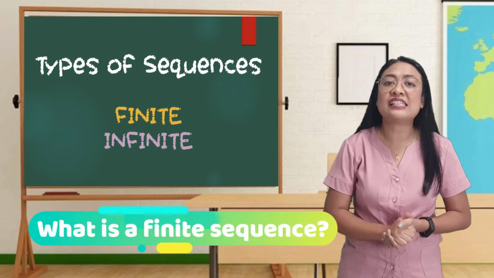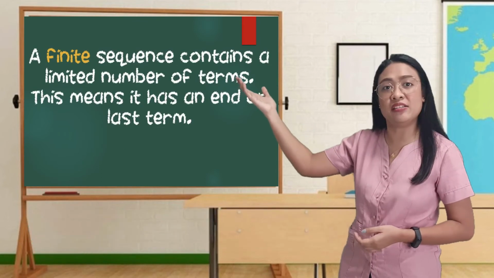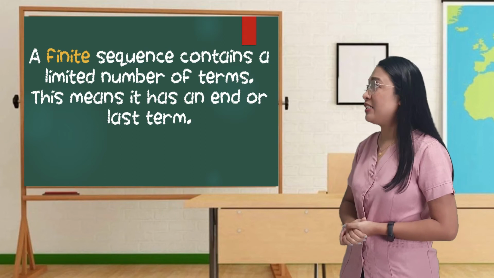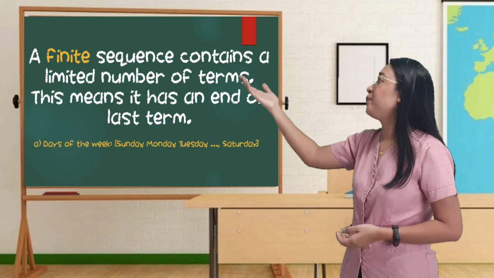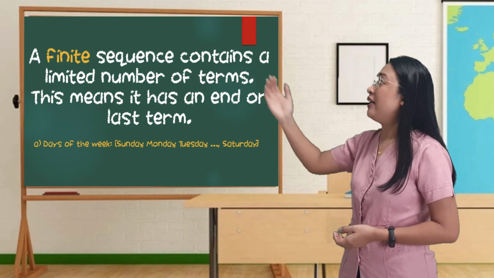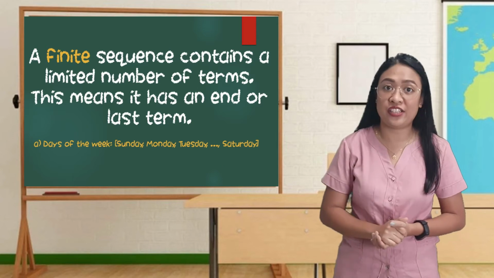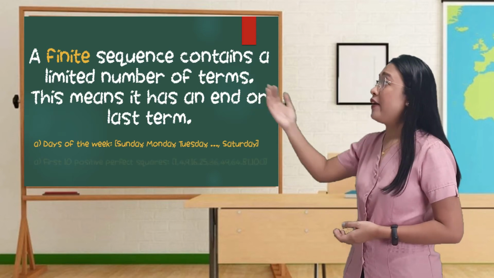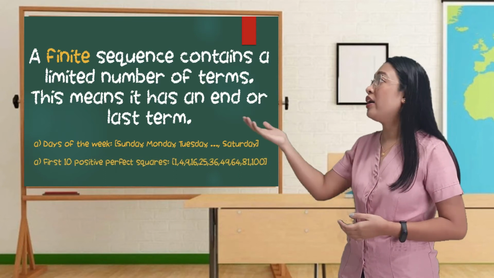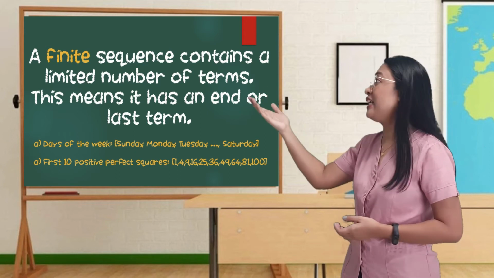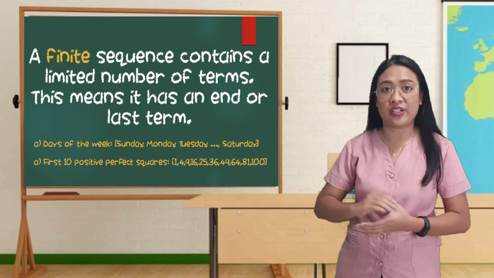Now, what is a finite sequence? A finite sequence contains a limited number of terms. This means it has an end or last term. For example, number 1, days of the week: Sunday, Monday, Tuesday, Wednesday, Thursday, Friday, and Saturday. Number 2, the first 10 positive perfect squares, such as 1, 4, 9, 16, 25, 36, 49, 64, 81, and 100.